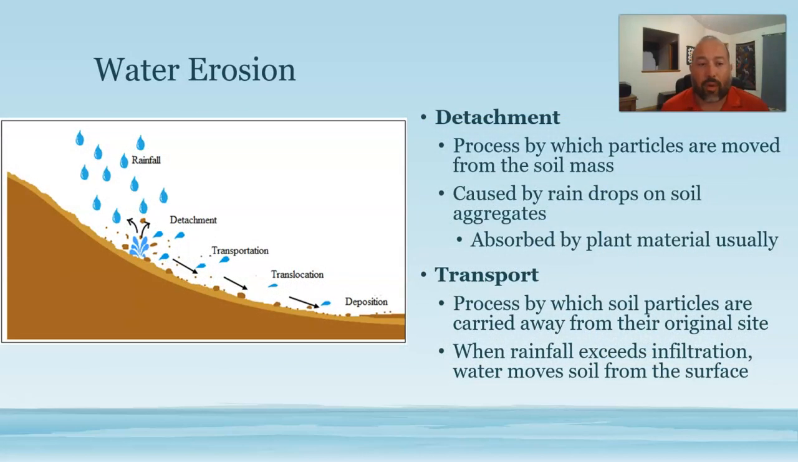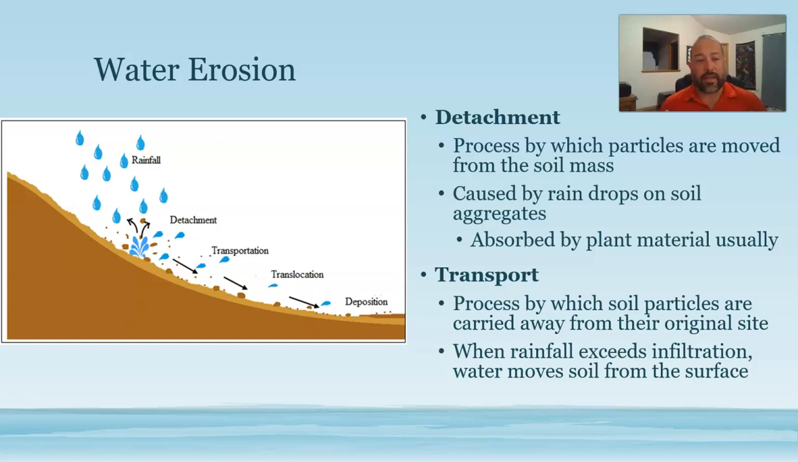So let's start with water erosion. We have two processes, detachment and transport. We're going to focus first on detachment, and that's the process by which soil particles are moved from the soil mass. That's usually caused by raindrops on the soil aggregates. The energy that the raindrop hits with is so much that, if we looked up close at it, it causes the soil to almost explode and break apart into pieces.